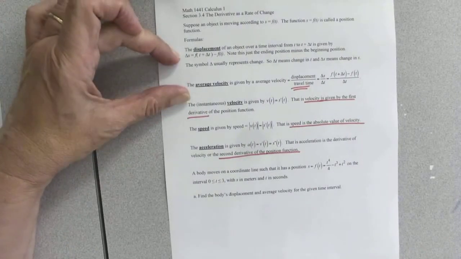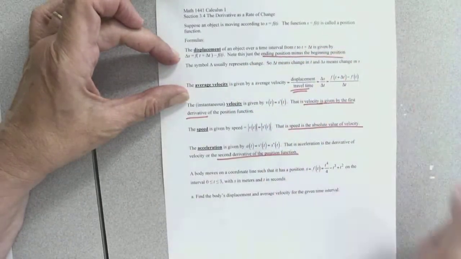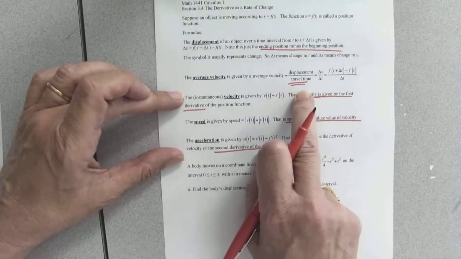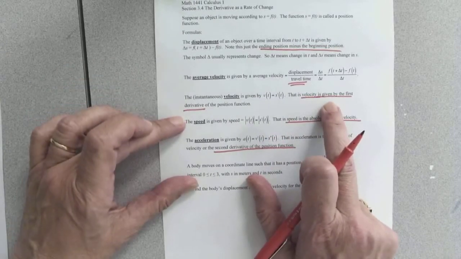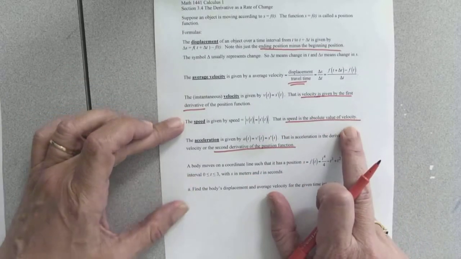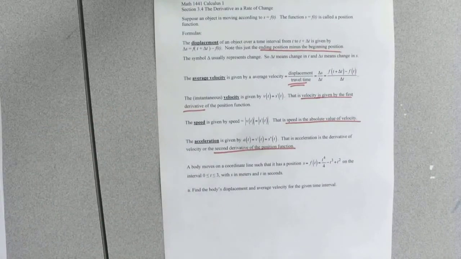So displacement, ending position minus beginning position. Average velocity, displacement over travel time. Velocity, first derivative. Speed, absolute value of velocity. Acceleration, second derivative. So let's use these concepts.